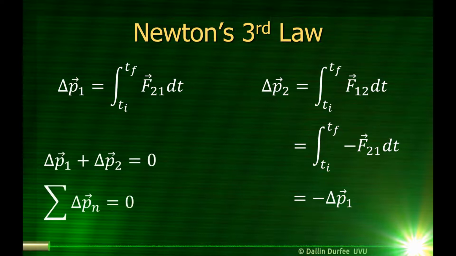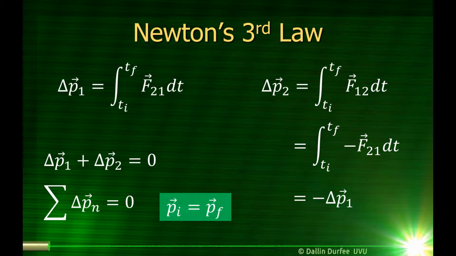Or in other words, if I have a more complicated system with many particles, many objects, you can do the same sort of analysis and you find that the change in the momentum of all of your interacting objects added together equals 0. Or in other words, the initial momentum of your system is equal to the final momentum of your system because the total momentum of the system doesn't change.